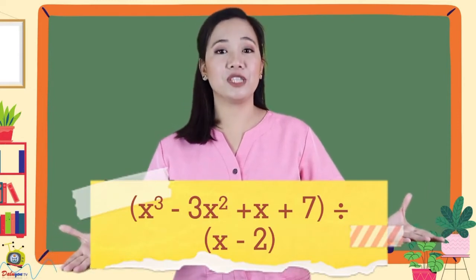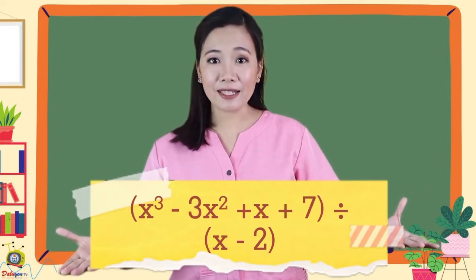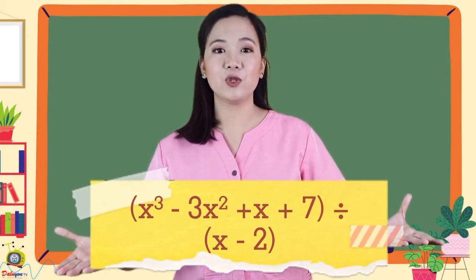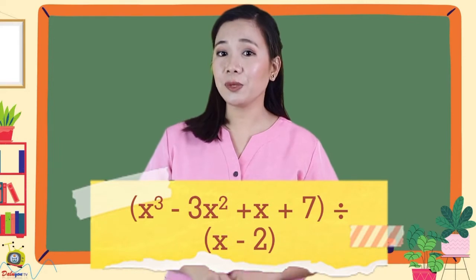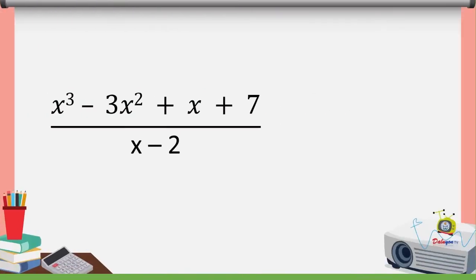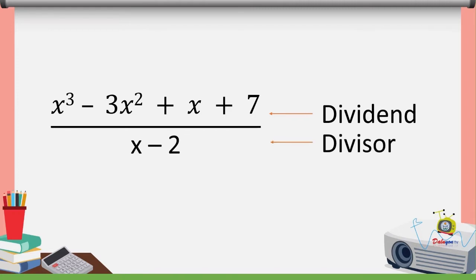x cubed minus 3x squared plus x plus 7 divided by x minus 2. Can you still recall the steps in dividing polynomials? x cubed minus 3x squared plus x plus 7 is the dividend, while x minus 2 is the divisor. Using the long division method, let us solve for the quotient.